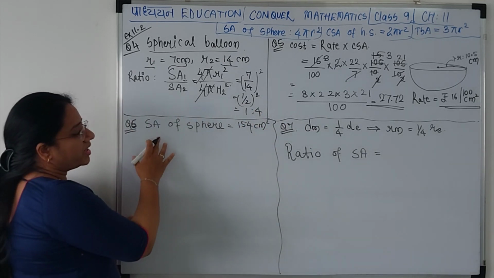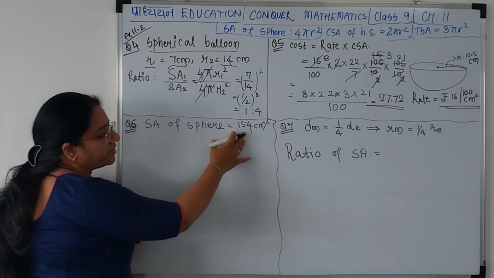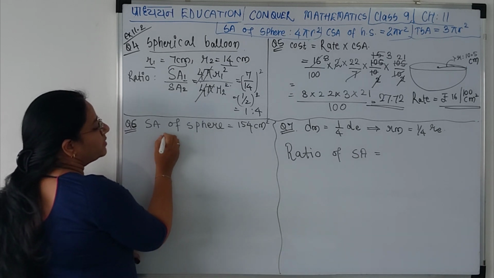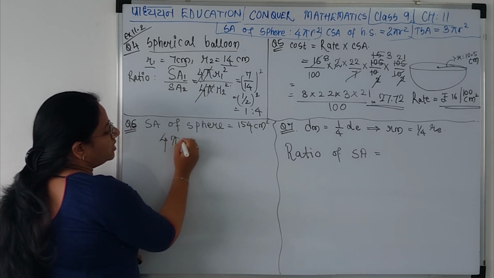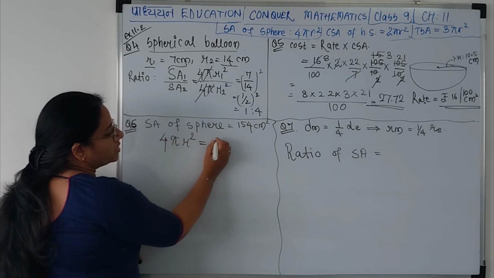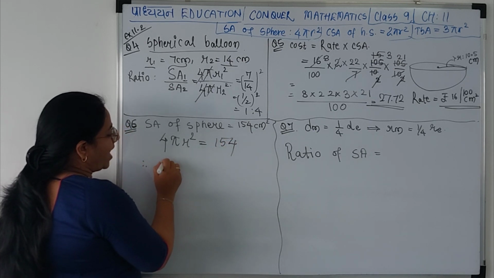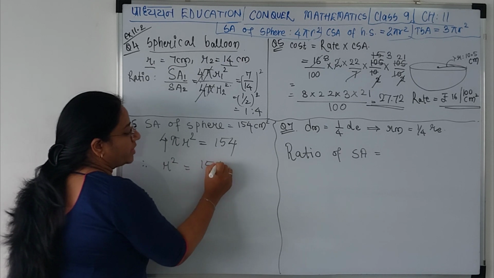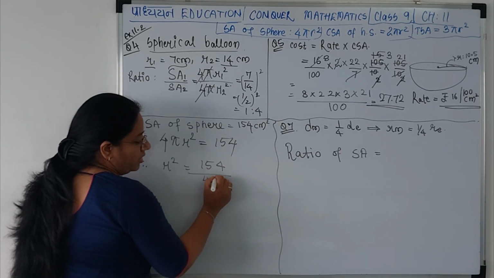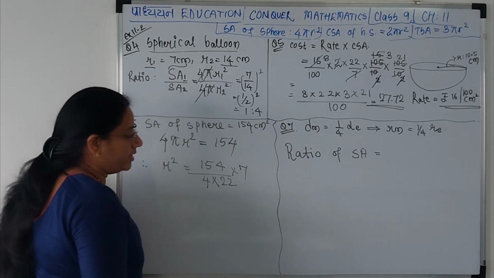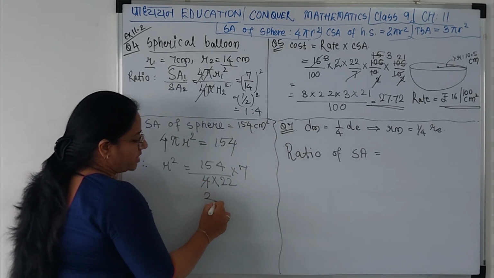Alright. You have to find the radius of the sphere whose surface area is 154 centimeters square, which is already given to you as 154. So r square will be equal to 154 upon 4 pi, writing pi as 22 upon 7. Clear? Cancel as much as you can.